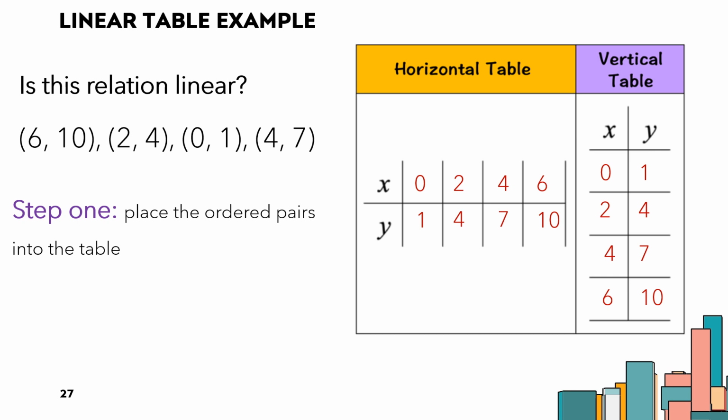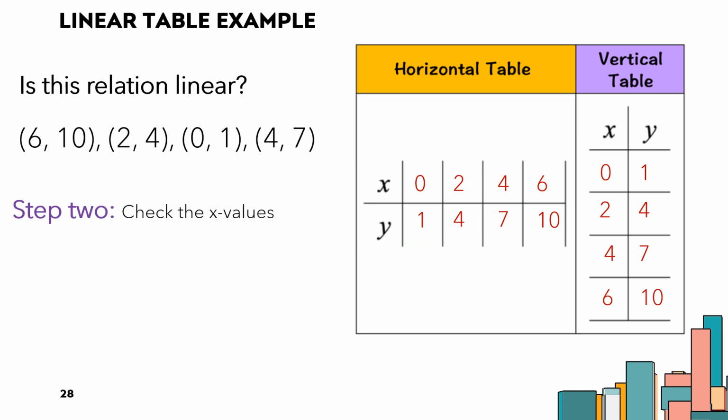Here's my completed table. I have in x1, y1, I've got 0, 1. x2, y2, I have 2, 4. And x3, y3, I have 4, 7. And then finally for x4, y4, I've got 10. So just take a moment, double check your work, and then we'll move on to step 2.